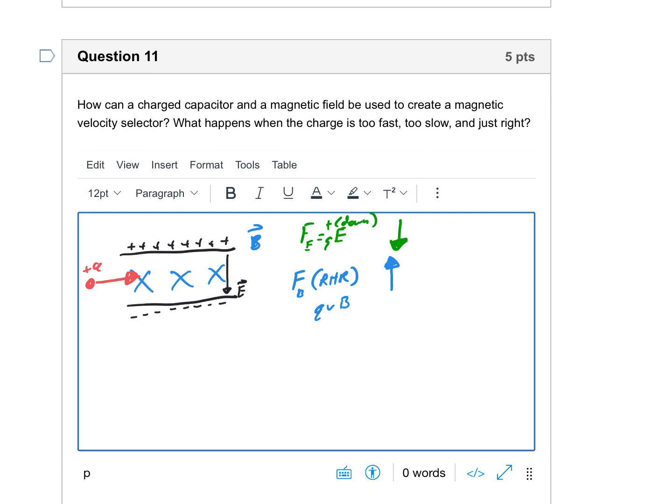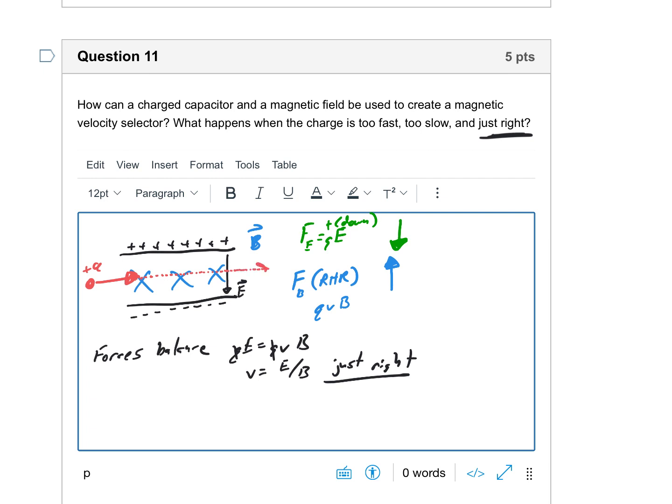Next, how is this a velocity selector? Well, when the forces balance, then I say QE is equal to QvB, Q's cancel, and that speed is equal to the electric field divided by the magnetic field. That is just right, as listed in the question. What does just right mean? Just right means it's going to continue moving undeflected with a net force of 0 on it.